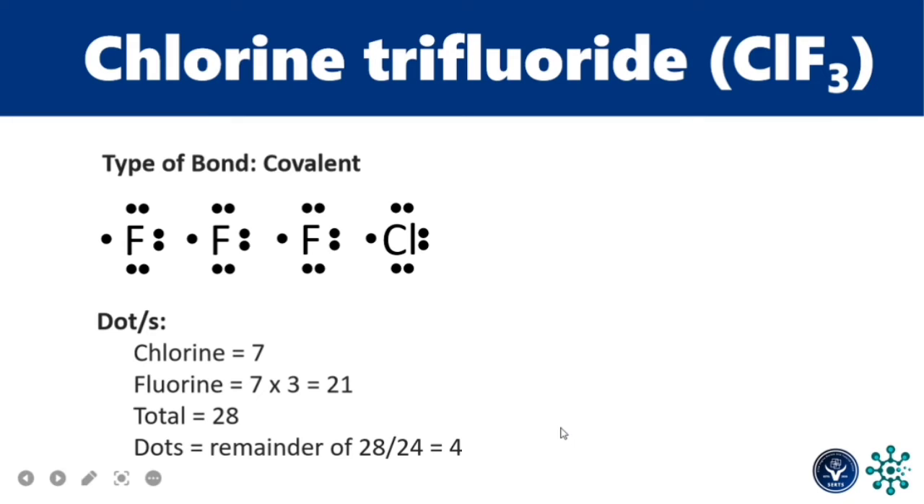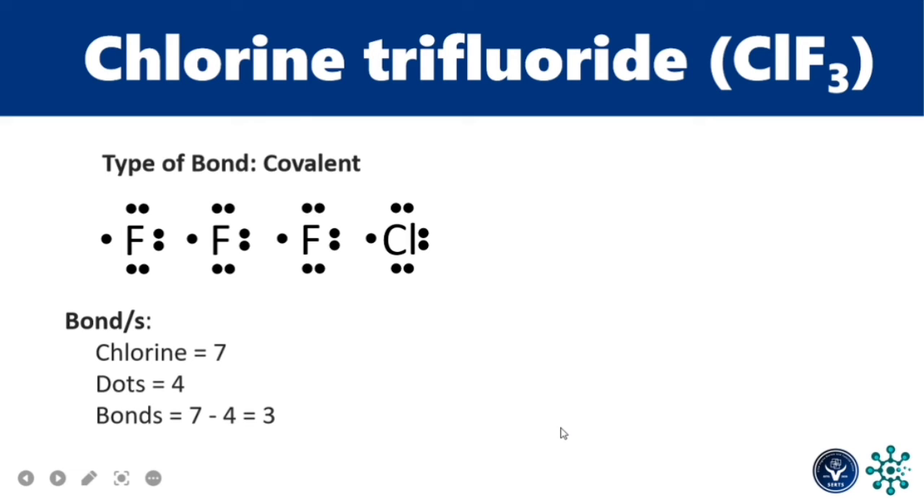The number of dots, we are using the second technique. The total number of valence electrons present in the structure will be 28, 7 from chlorine and 7 from each of the fluorine atoms. The number of dots again is the remainder of the total number of valence electrons divided by the multiple of 8 that is very close to the total valence electrons, and that is 24. So 28 divided by 24, we will have a remainder of 4. Therefore, in this structure, chlorine will have 4 dots. Next is the number of bonds chlorine will make.